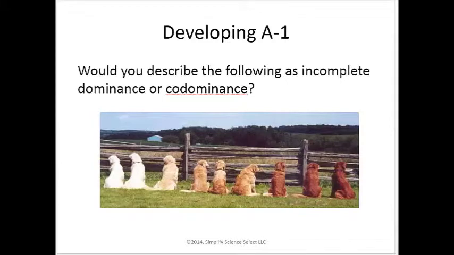The picture here is trying to get us to talk about incomplete dominance. We can see it blending together. Wonder how long it took to get those dogs sitting together. Though the fact that there are a lot of different shades might suggest some kind of polygenic trait, but clearly they're making us think about codominance.